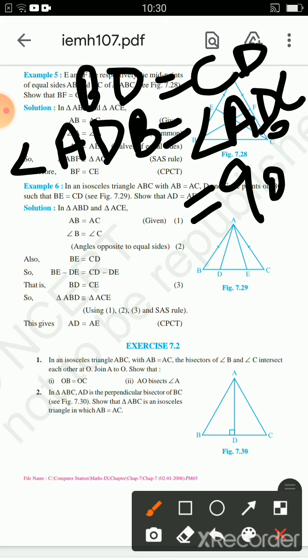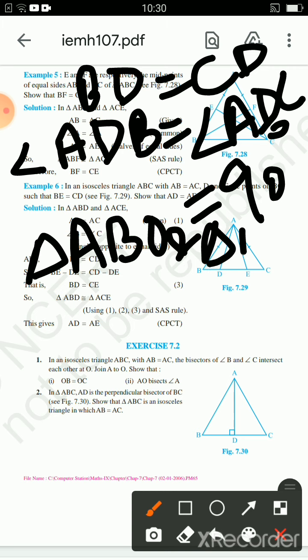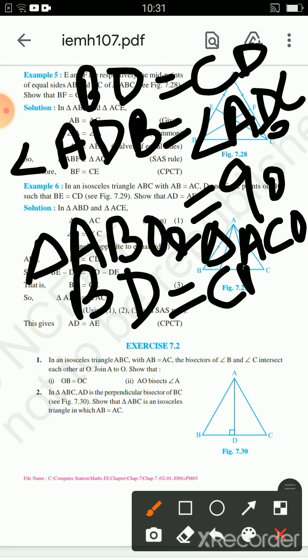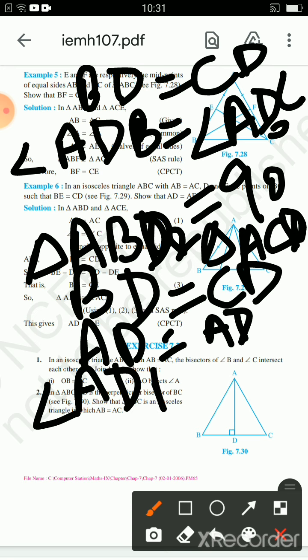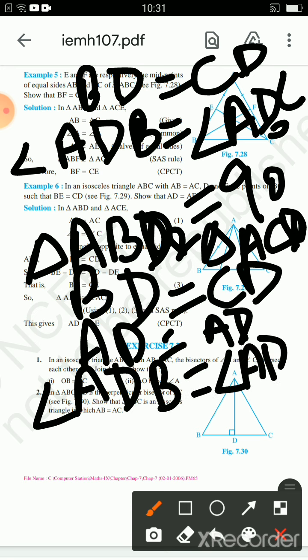You have to show that AB is equal to AC. How are you going to show it? By proving the two triangles congruent. So taking triangle ABD and triangle ACD, what will you get? You will write BD equal to CD, given. AD equal to AD, common to both the triangles, and angle ADB is equal to angle ADC because both of them are 90 degrees.